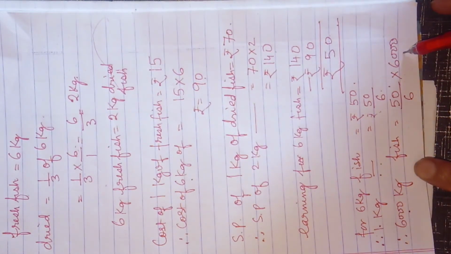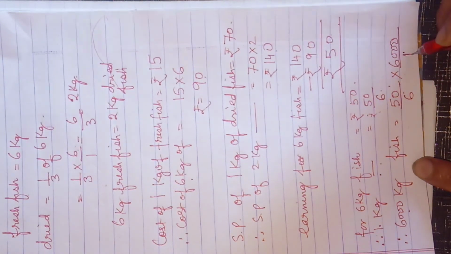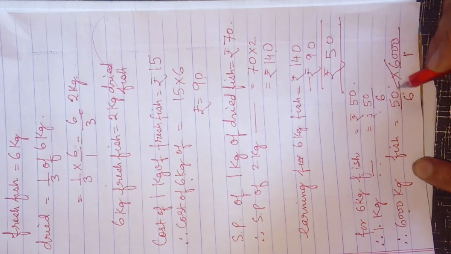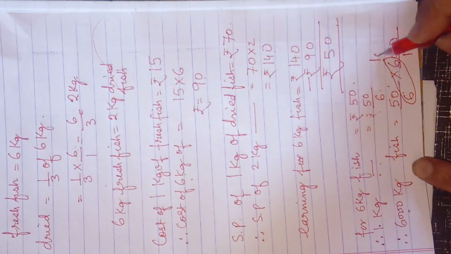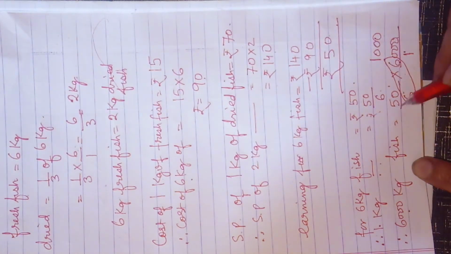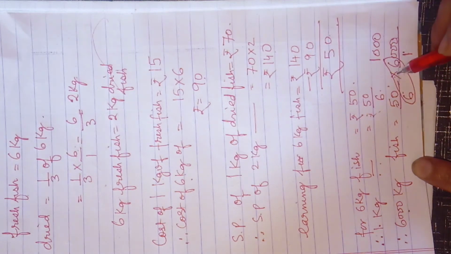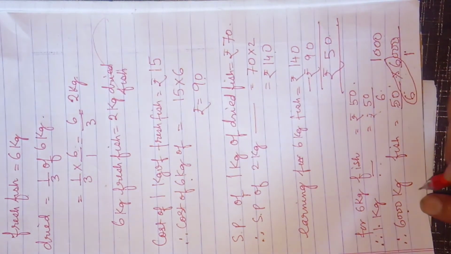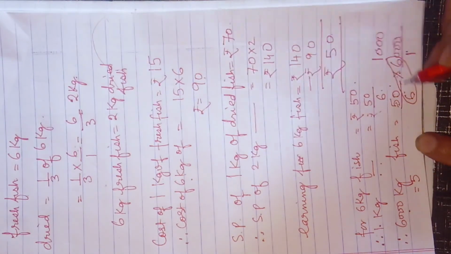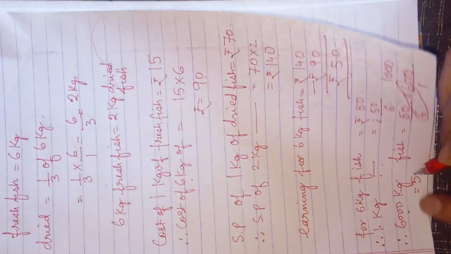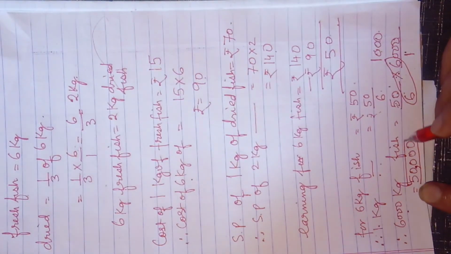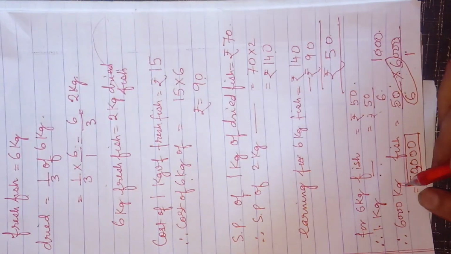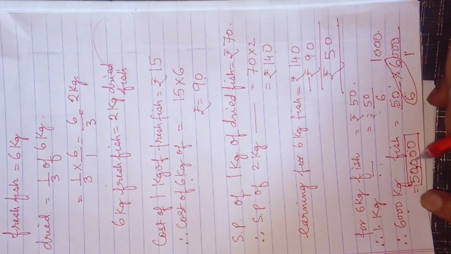So now we will solve this. Here you can see 6, here 6. So we will divide this. How much will it come? 1. And here 3 zeros, so you will write 3 zeros. Now in between these two numbers there is a multiplication sign. So 5 ones are 5, and 1, 2, 3, 4 zeros. So what are the earnings when they sell 6,000 kilogram of fresh fish after drying? They will earn rupees 50,000.